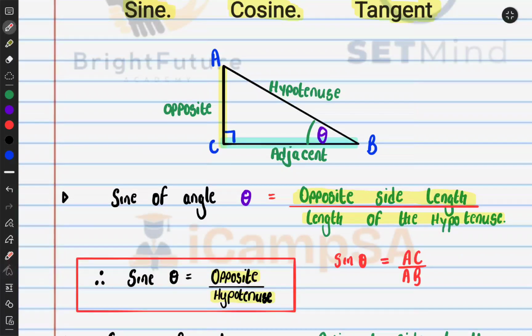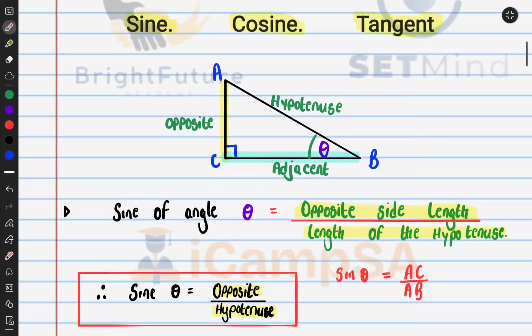So sine of theta for this particular diagram is going to be AC over B. Okay, so that is basically the sine trigonometric ratio. So sine theta is equal to the opposite side, or the ratio of the opposite side to the hypotenuse side. So that is how the sine trigonometric ratio is defined.